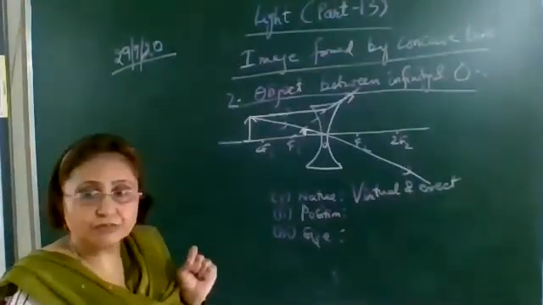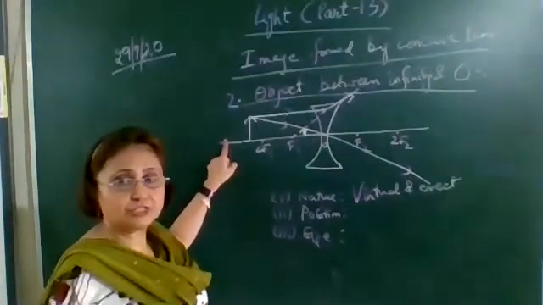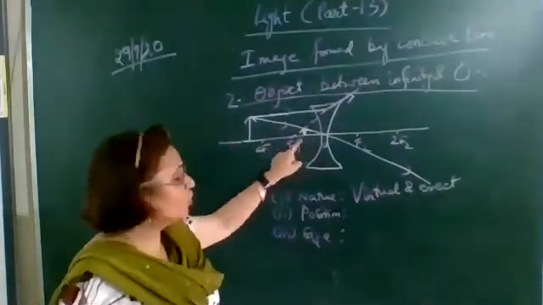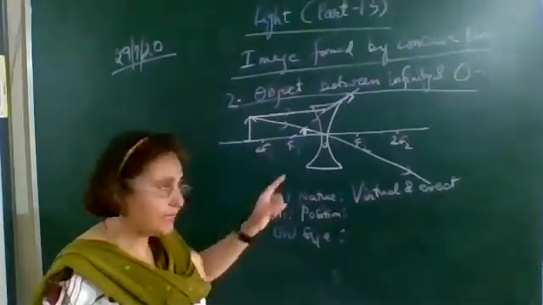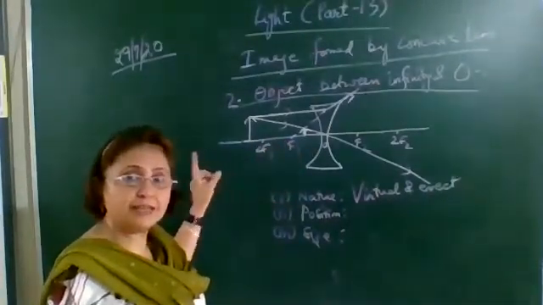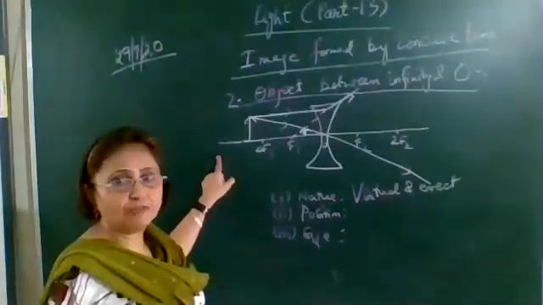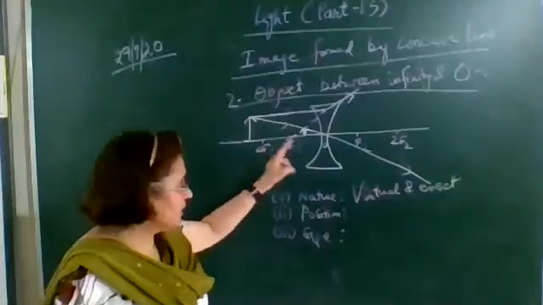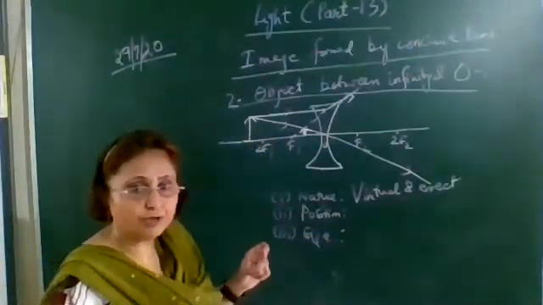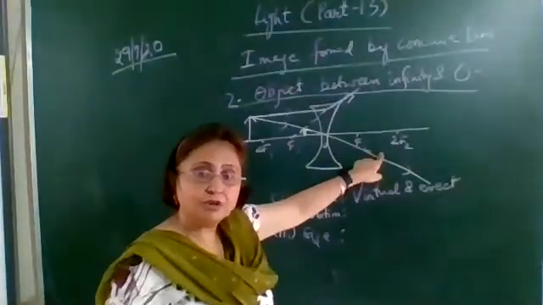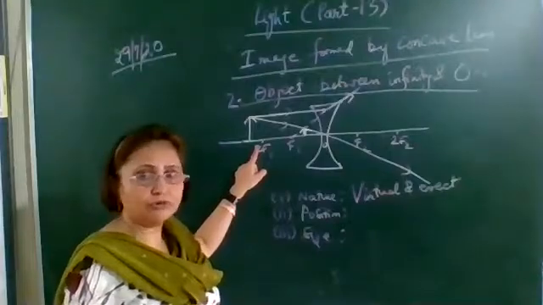Second point, position. Where is it formed? On the same side where the object is placed, between O and F1. Okay? We know that virtual and erect images will always be formed to the left of the lens. Where we place the object, virtual and erect images will always be formed there only. Okay, whereas real and inverted images, which is formed by a convex lens and most of the object position, that is formed on the other side. That is to the right of the lens. Virtual and erect images to the left only.